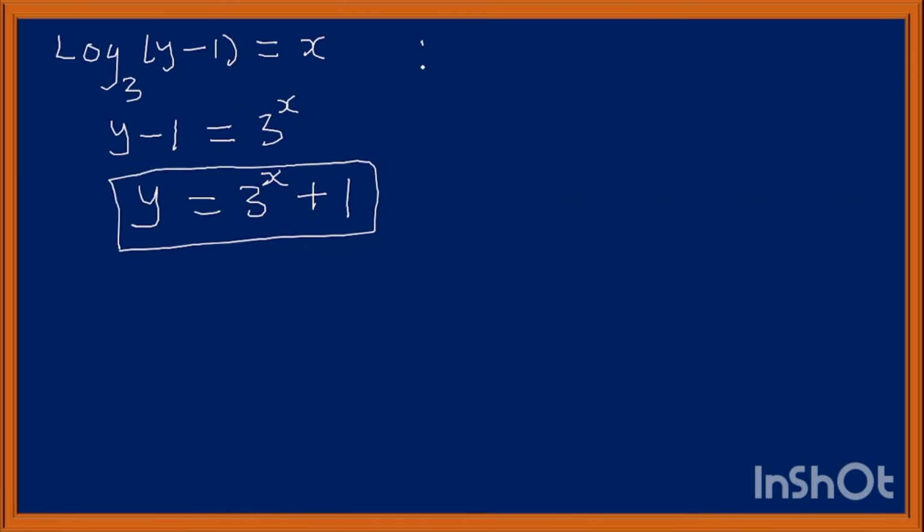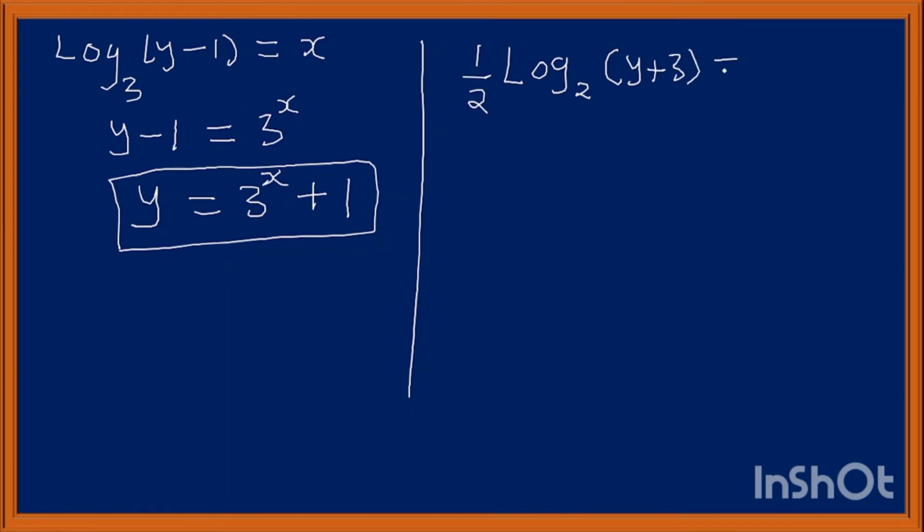And the second question says we should express y in terms of x. If you still have it, you can forward back to check the questions. You see it's the same thing. This is log of y plus 3 to the base 2 is equal to 2x. Expressing y in terms of x is simply trying to make y the subject of this equation.